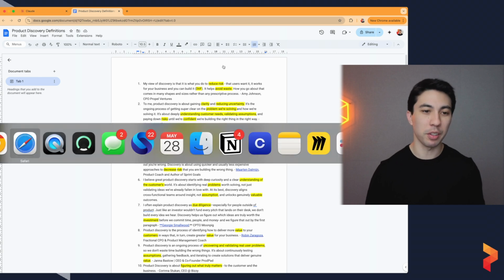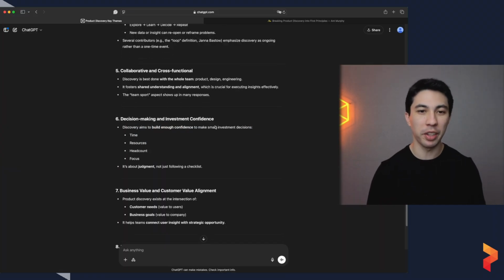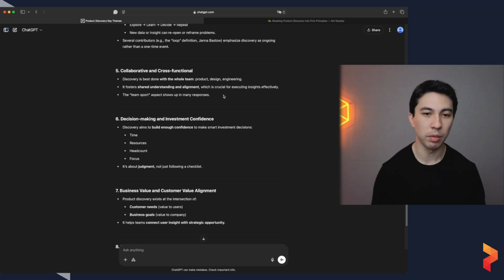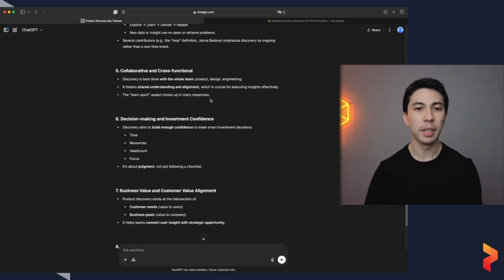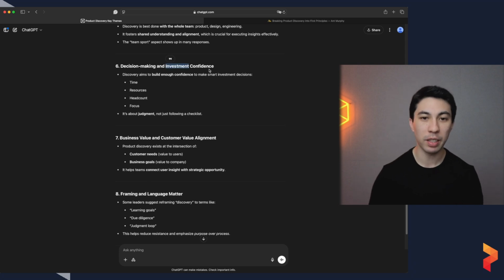Discovery is a team thing, so I don't know why I'm arguing with it there. It definitely is collaborative. It's definitely cross-functional. A lot of answers did call that out, so totally agree with that. Decision-making, investing in confidence, absolutely. I like to also frame discovery often as a decision-making process. And like I said, that's why I like the framing of confidence, because discovery is about trying to gain confidence in order to make a decision. That's ultimately what it's about, right?